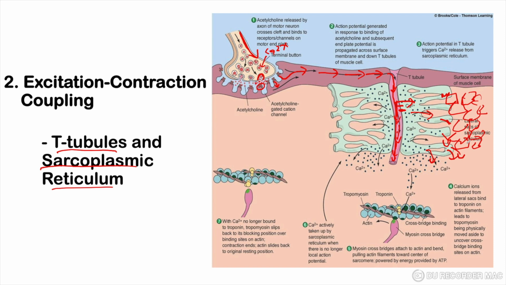So remember, the action potential moves through the sarcolemma and into the interior of the transverse tubule, triggering the release of the calcium in the sarcoplasmic reticulum and into the myofibrils. Okay?